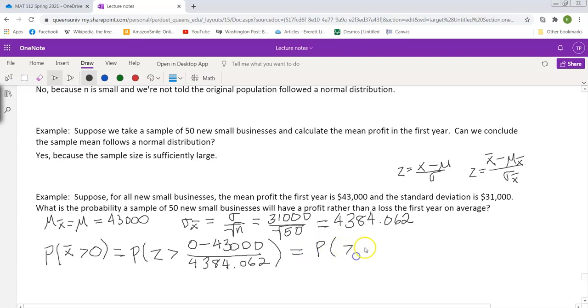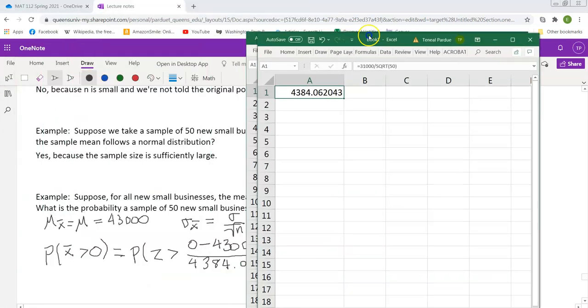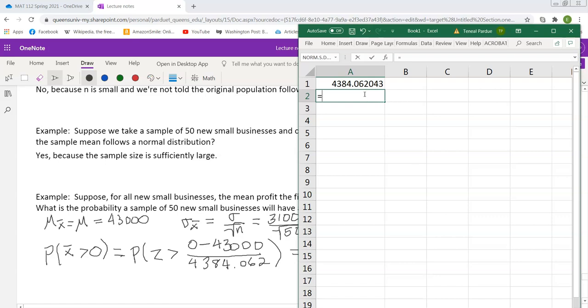So now this is going to be the probability that z is greater than, and let's figure out what this is in Excel. I'm going to put this in just the way you would. So 0 minus 43,000. Yes, I know in this case that's just negative 43,000, but I want to show you the way you would do it. Divided by this value that we calculated previously. And we get negative 9.808.